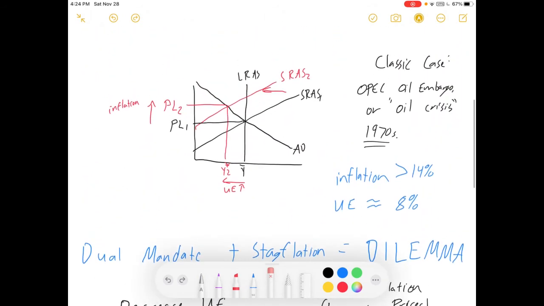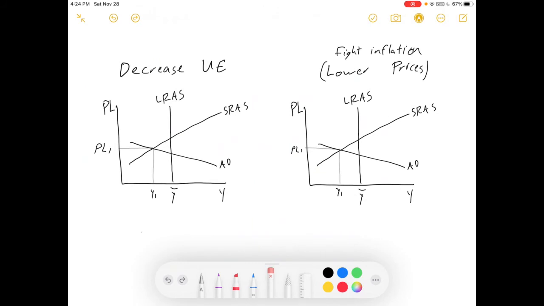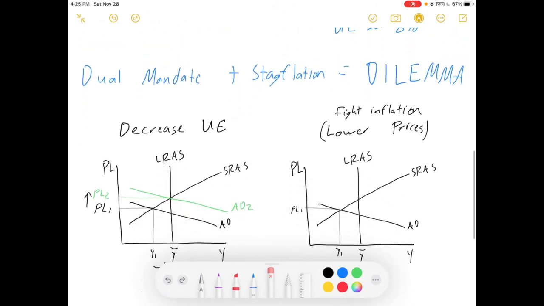Notice I didn't draw the whole short-run aggregate supply curve shifting. I'm just assuming we're on SRAS2 right now. I can try to decrease unemployment rate with expansionary policy that raises aggregate demand, increasing GDP, lowering unemployment, but also raising the price level. So if I lower the unemployment, prices will rise, which creates more inflation. And we're already at 14%.